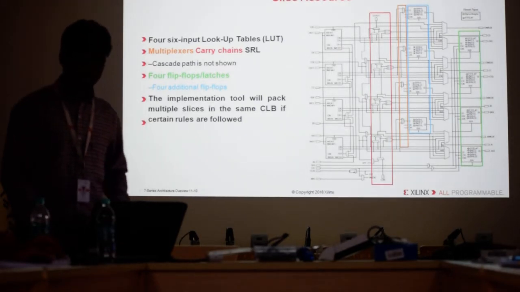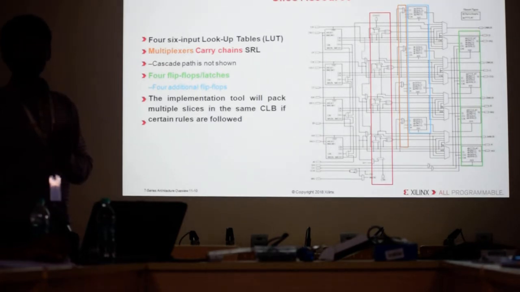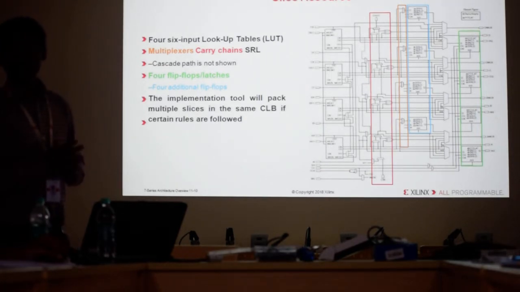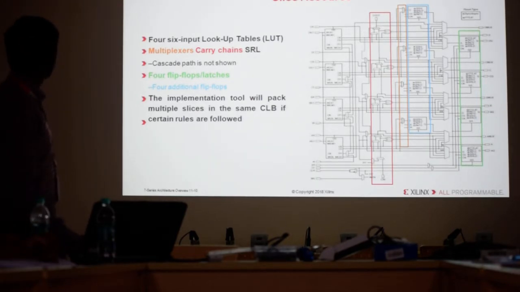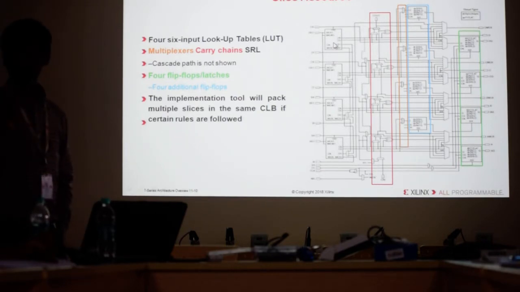I'll show you. The first section is lookup tables. How many inputs can a lookup table handle? Each lookup table has 6 inputs. So there are 4 6-input lookup tables. Each lookup table is of 6-bit input.